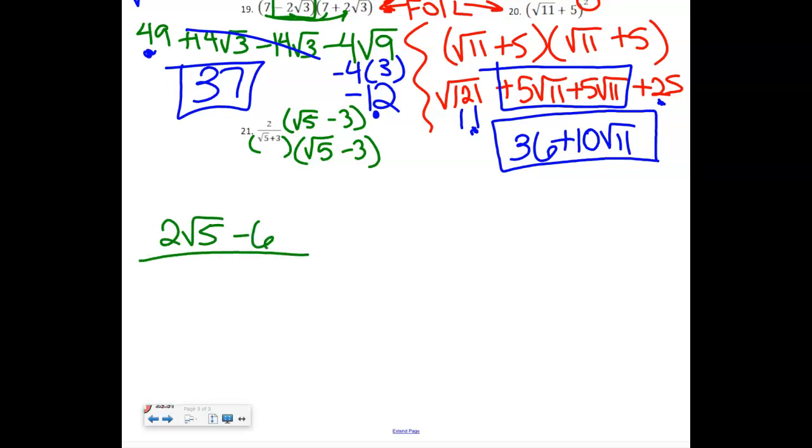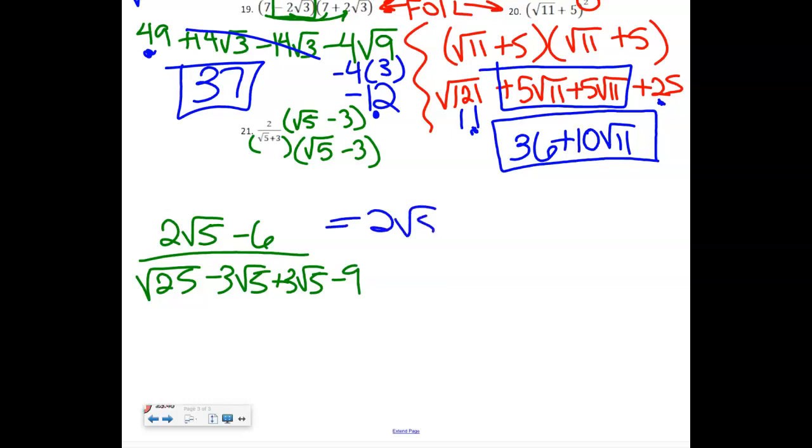On bottom, we're foiling, so I'm going to have the square root of 25 minus 3 square roots of 5 plus 3 square roots of 5 minus 9. Again, we're looking to see to combine like terms. Top, I can't do anything. Bottom, though, again, I can cancel my middle chunk. 25, that's really becoming 5. So on bottom here, I have 5 minus 9, which is going to give us negative 4.